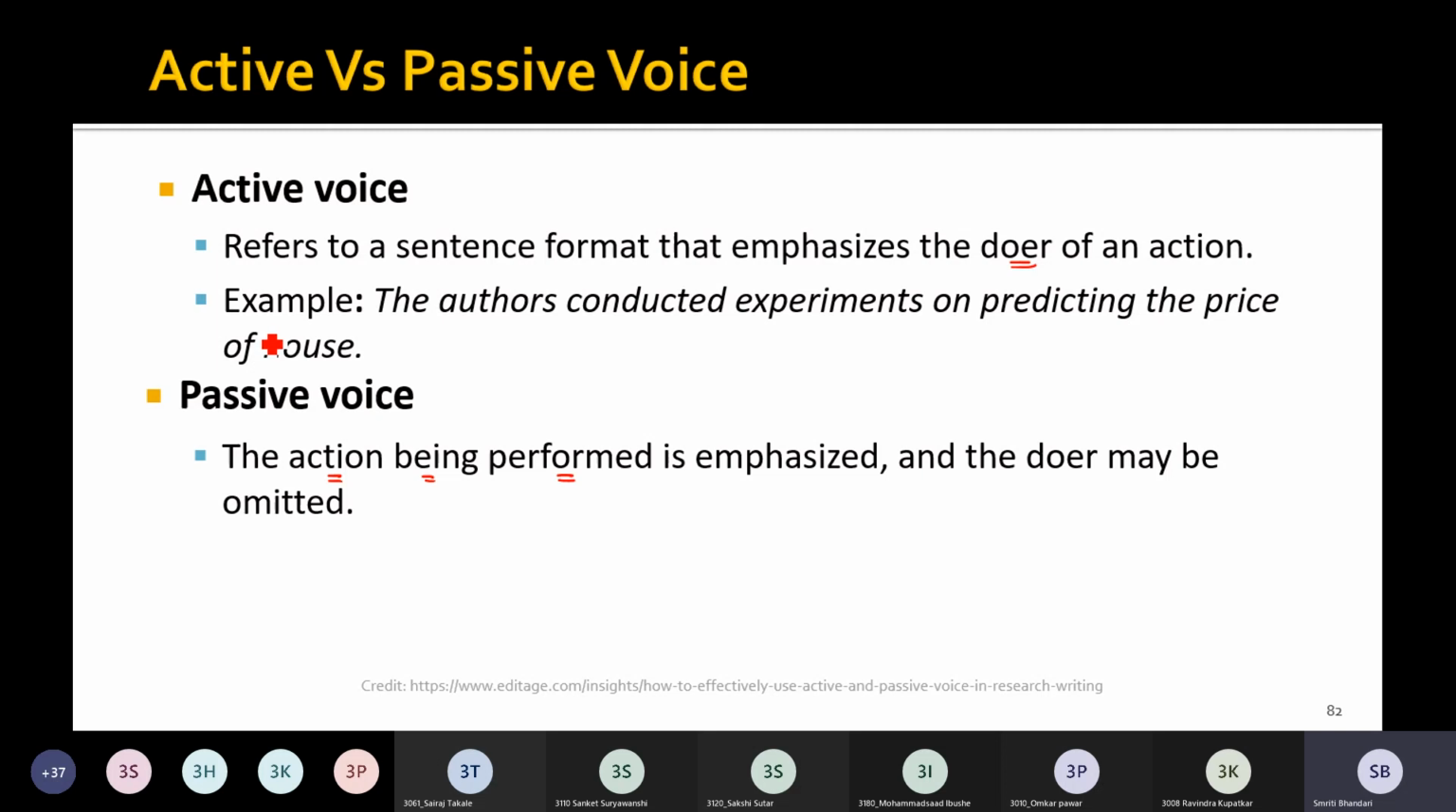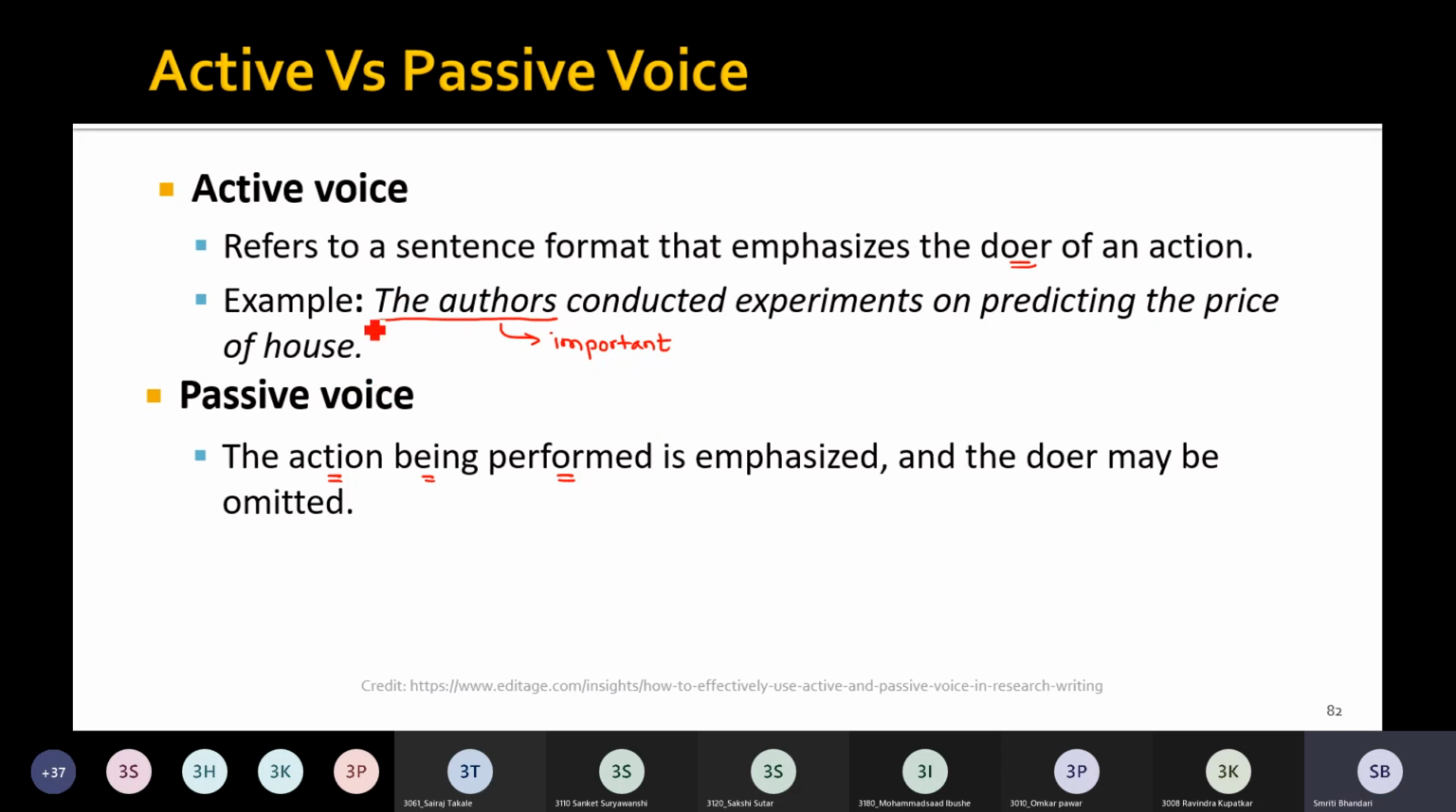If we are writing a statement or a sentence in active voice, let us see one example. We may write the sentence like, the authors conducted experiments on predicting the price of house. What we have written? The authors conducted experiments on predicting the price of house. Authors, correct? So in active voice, we are emphasizing the doer, and in this particular example, the authors are the doers, right? So the doer seems important. So we are emphasizing the doers.